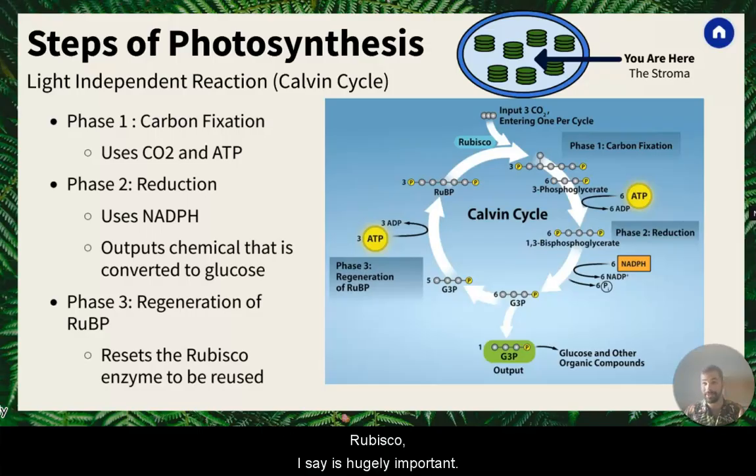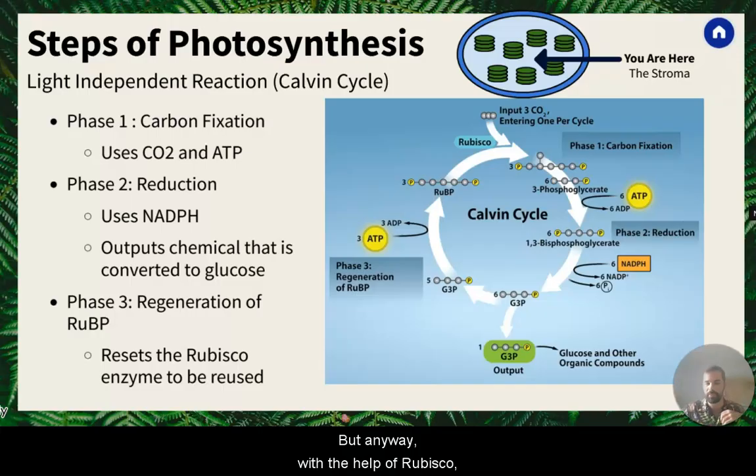Rubisco, I say, is hugely important. It is thought to be one of the most abundant enzymes. It has different forms, but it's one of the most abundant enzymes in the world, because photosynthesis is the underlying metabolic pathway. Like, that's where most of the energy of life comes from, and all photosynthesis needs Rubisco to happen. Some version of the Calvin cycle is needed in order for photosynthesis to happen. So Rubisco, big important enzyme to remember.